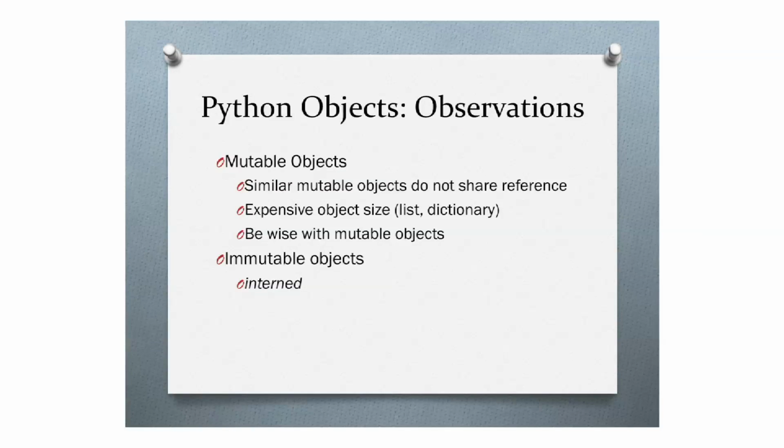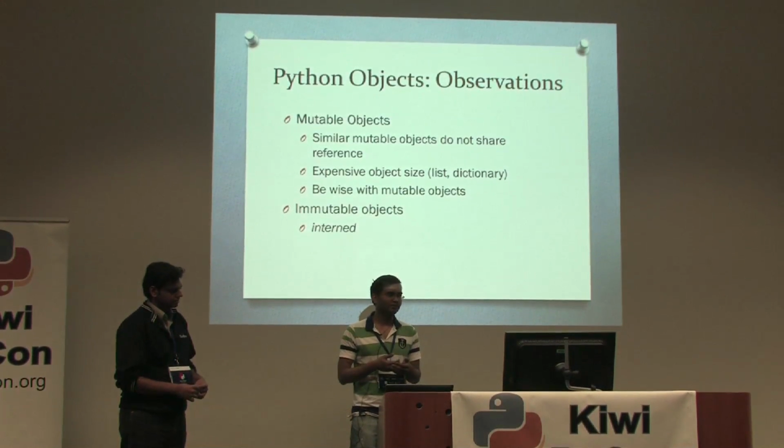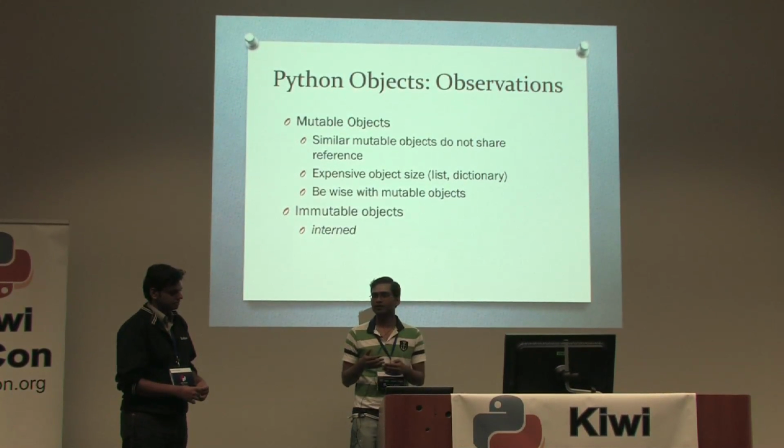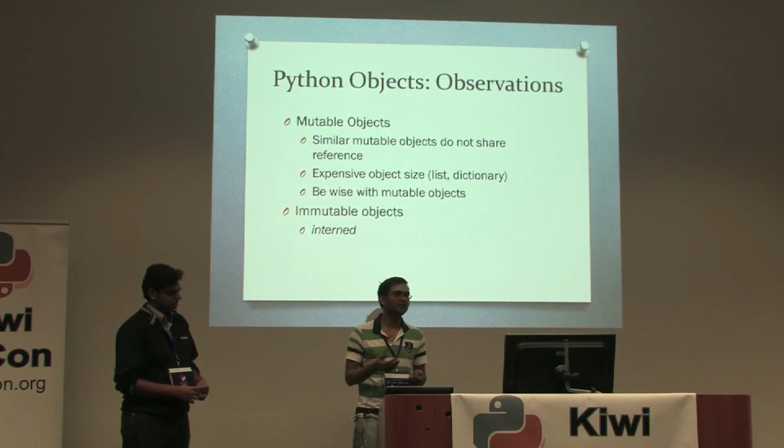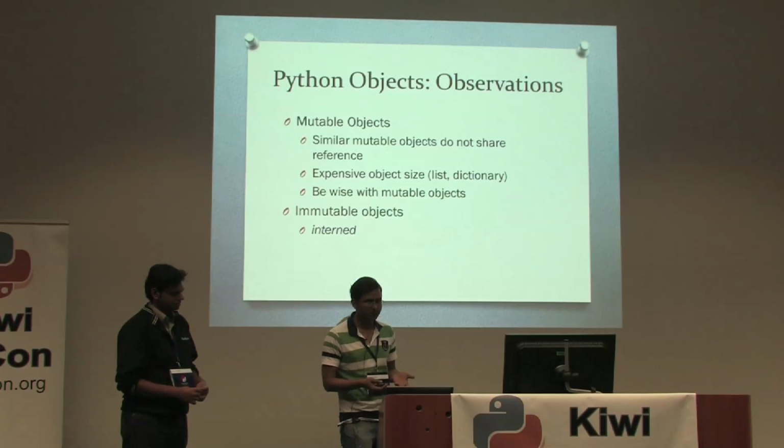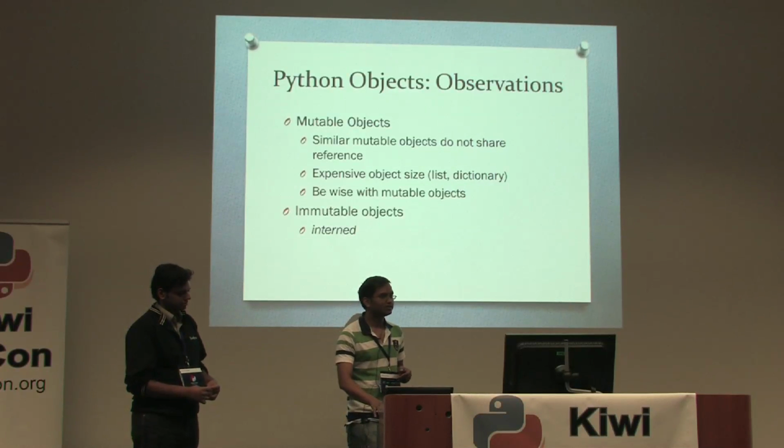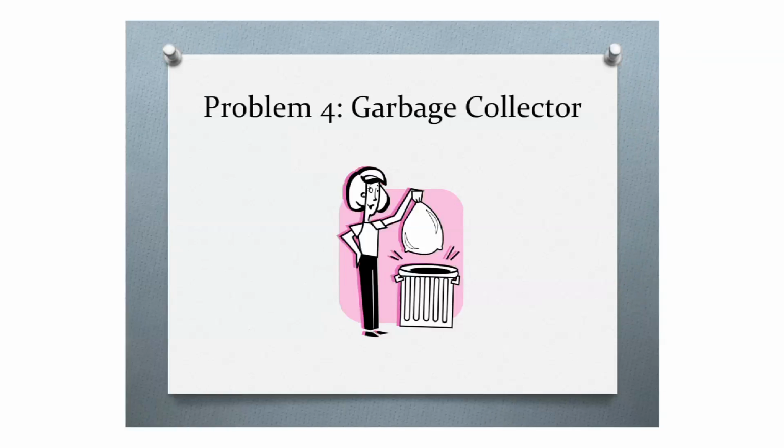So observations so far: we have learned about the mutability and immutability of the objects. Now we know that objects are not cheap in Python VM. So if your application is creating millions of lists or dictionaries at a time, be cautious, be judicious about whether you want to use them or not. And immutable objects are interned, as we know.